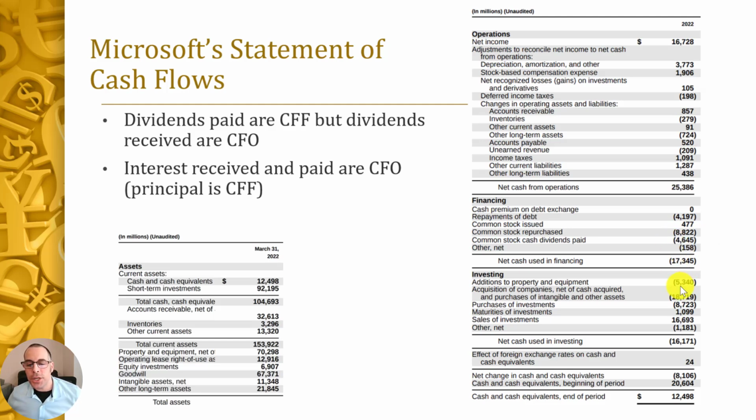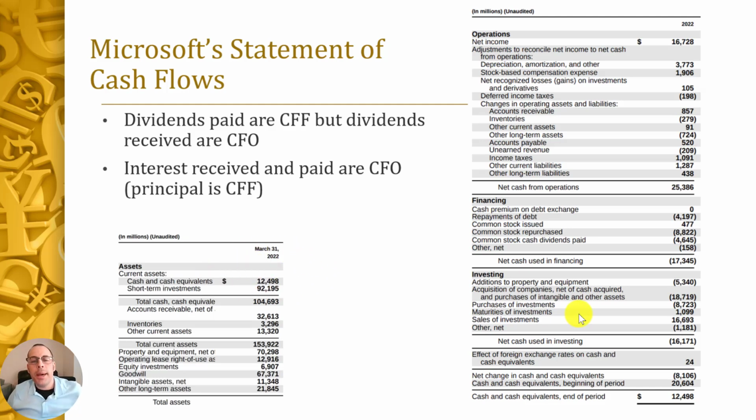In their investing section, they spent $5.3 billion in PP&E. They spent $19 billion in acquisitions. They also purchased and sold investments. So in their investing section, they had a cash outflow of $16 billion. If you add up the $25 billion, negative $17 billion, and negative $16 billion, that comes out to negative $8.1 billion. That's a change in cash in the first quarter. The beginning cash was $20.6 billion, so their ending cash balance is $12.5 billion, which matches their balance sheet, $12.5 billion.